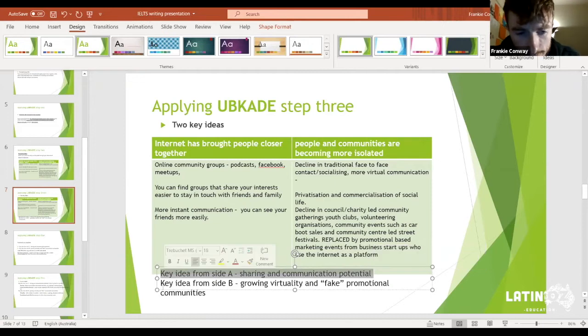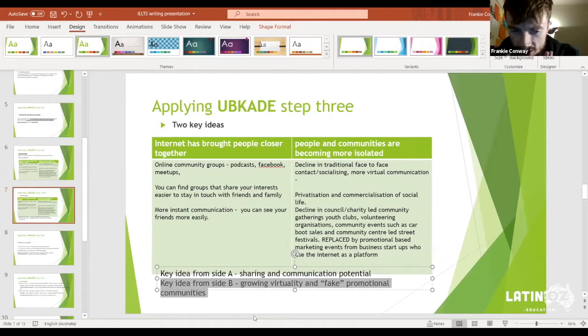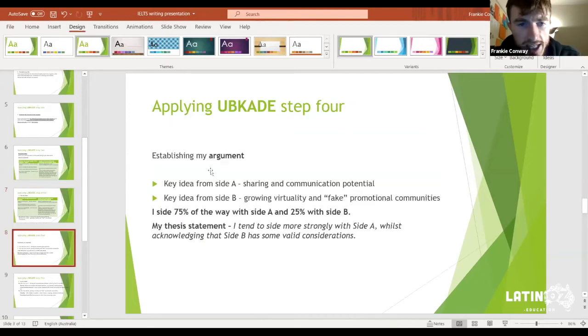And similarly with side B, I've also condensed the brainstorm into a succinct key idea. And that key idea, guys, is growing virtuality. So virtuality being basically online meetups rather than face-to-face. And also maybe this idea of kind of fake promotional communities that maybe don't have the same depth as traditional friendship groups. So stage 4, guys, would be to establish my argument.